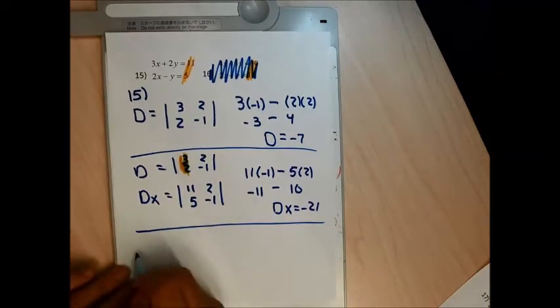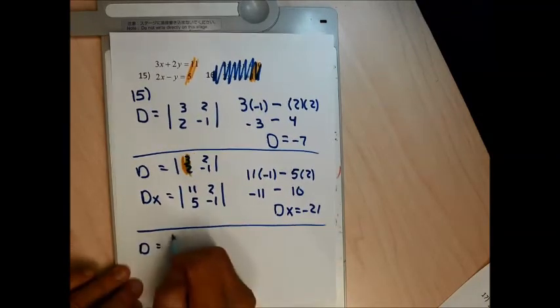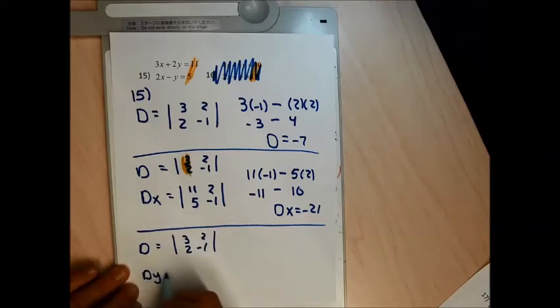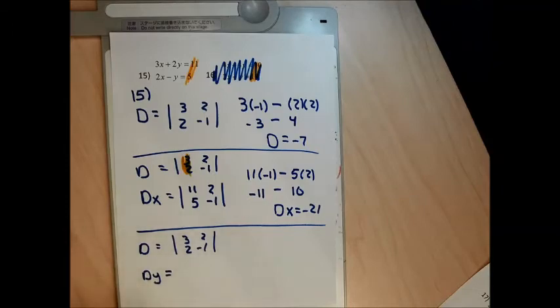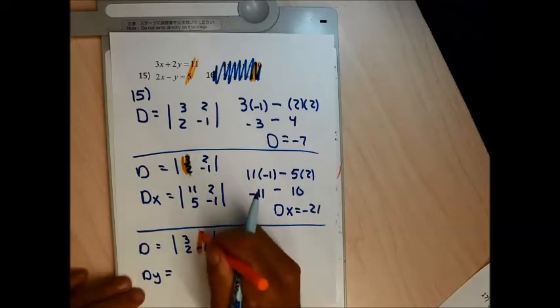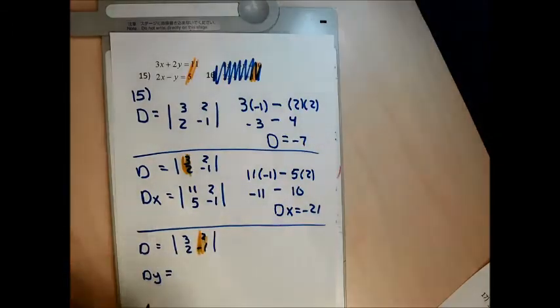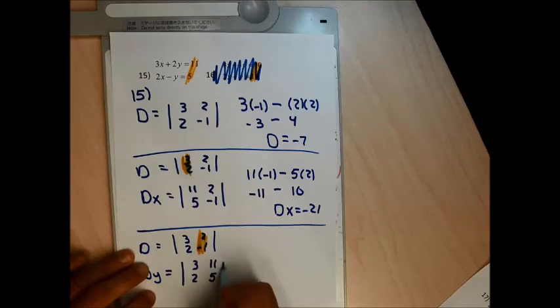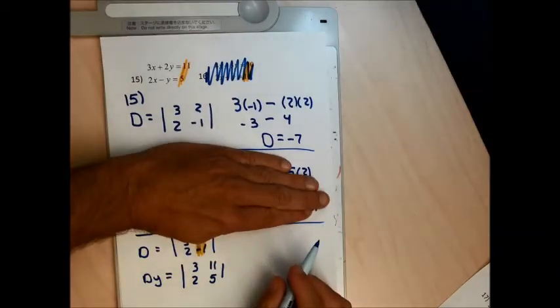Now I'm going to do D sub y, so I'm going to write that D matrix, D determinant down. When you put the absolute value signs, that means to find the determinant. And now I'm going to change the numbers in the y column to the 11, 5. So I'm going to get 3, 2, 11, 5. So once I'm done with the x, I'm no longer looking at the x matrix. I'm only looking at the original problem and the D matrix.